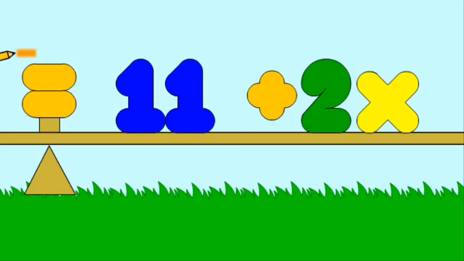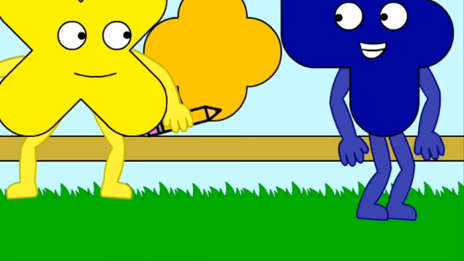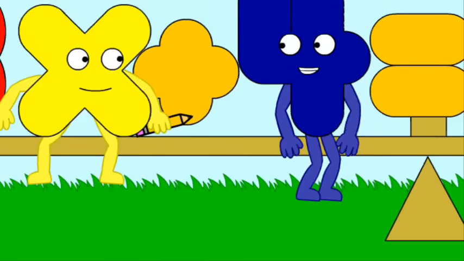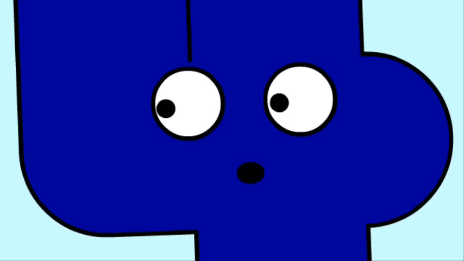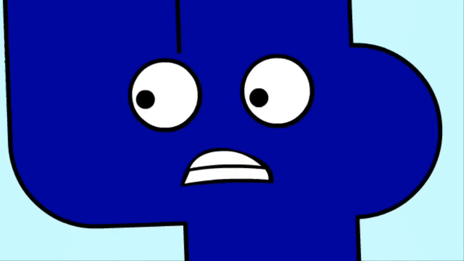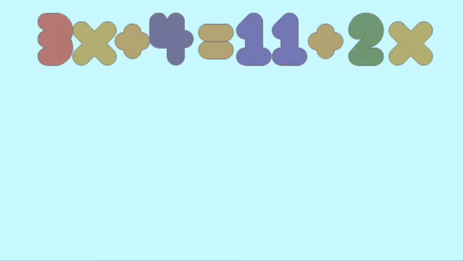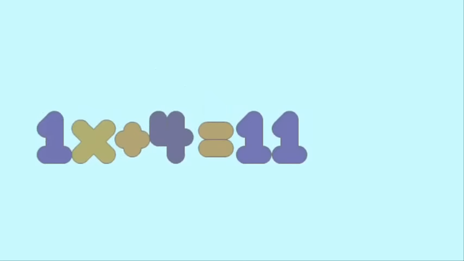We have to move this 2x to this side. Oh, so 5x. Oof! Whenever you switch sides, you have to switch its sign. So if it's positive, it turns negative, and vice versa. Why? Think of it this way. You're subtracting 2x from each side. Oh, so it'd be just 1x, or x.